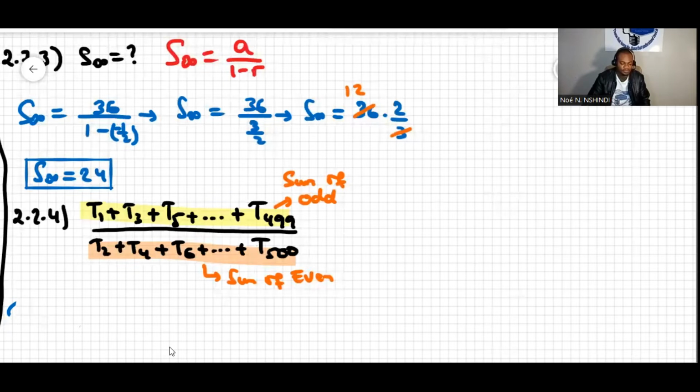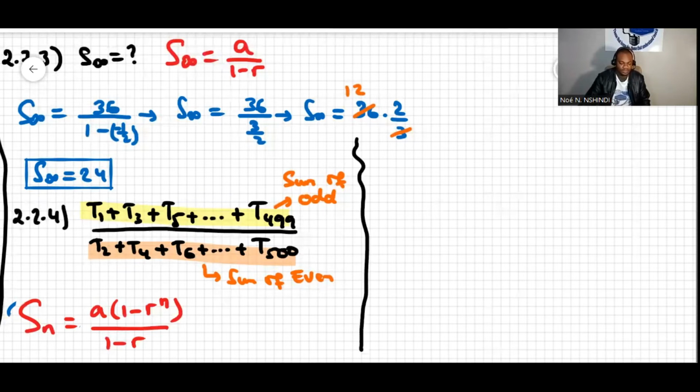The sum will be A open brackets 1 minus R to the n all over 1 minus R, okay? So now if I need to work out the sum of the numerator, which is the sum of the odd numbers, it will be equal to A, the first term is term 1.